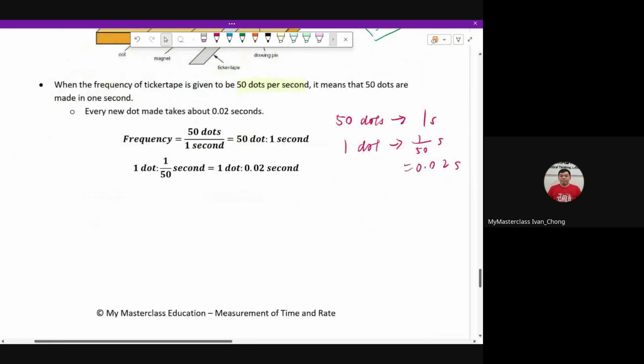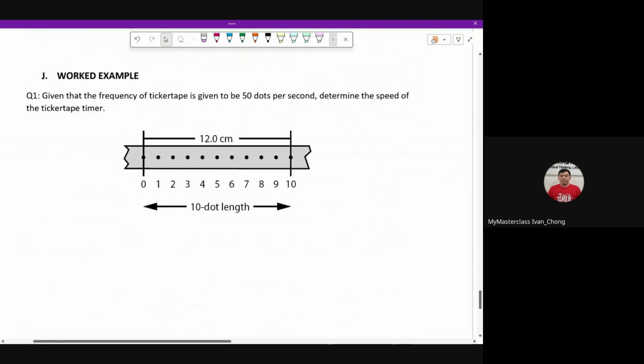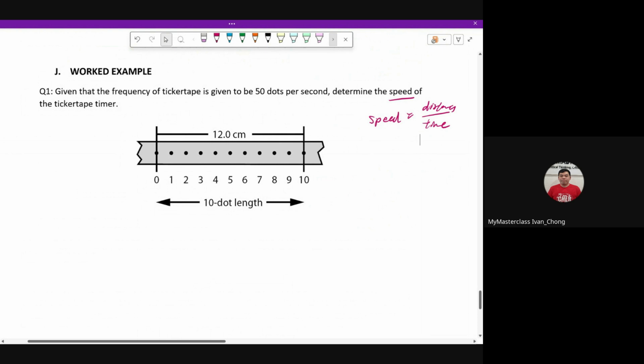So you can see every 0.02 seconds, I make a new hole. Okay? So let's try to do problem solving. Now, first thing first, speed. You're right, it is distance over time. Whenever I have a formula, first thing I do is, what's my distance first? Let's solve the distance. Distance is 12 cm. Right? And then what's my time?